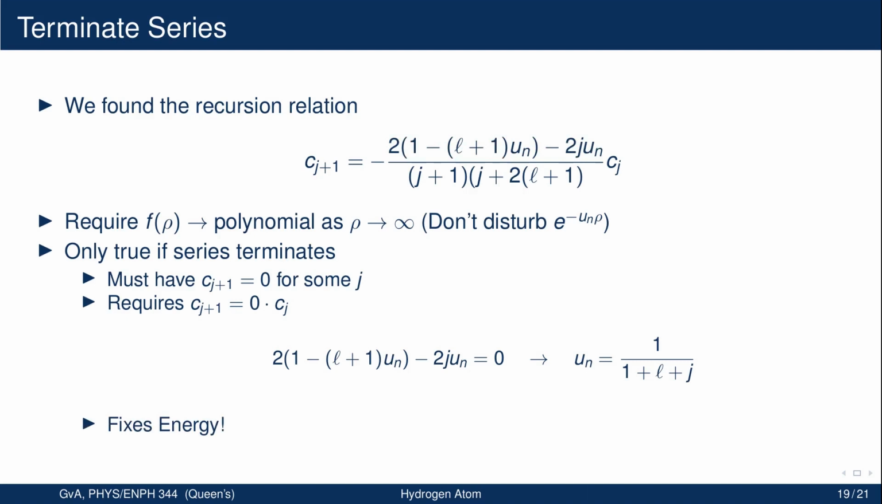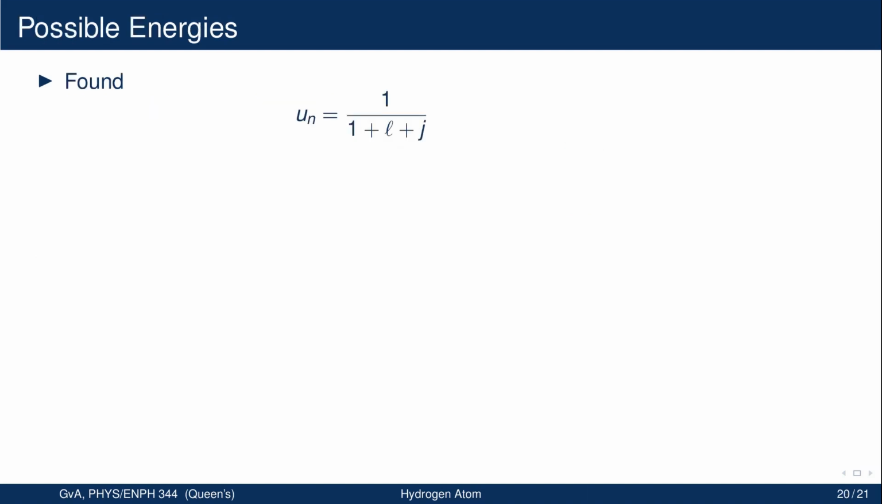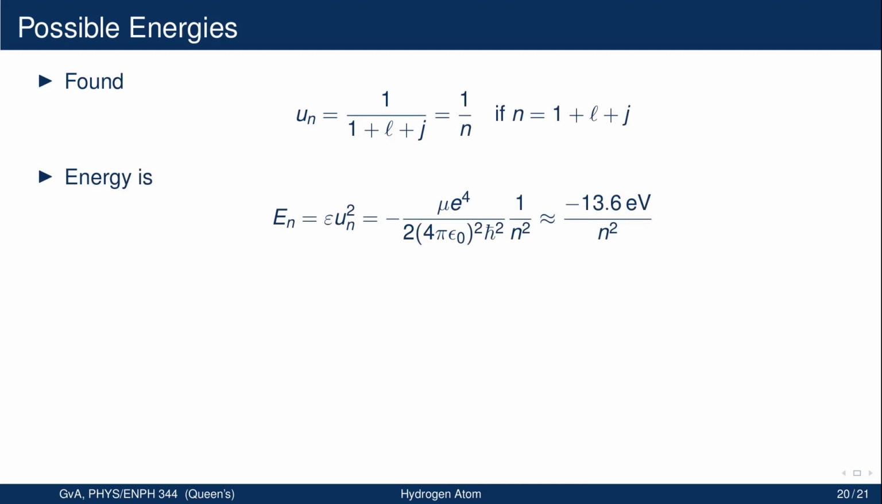That fixes the energy. Now that we've fixed the energies, we want to determine what they are. We found that u sub n was 1 over 1 plus L plus j. We can write that as 1 over n if we refer to n as 1 plus L plus j. Substituting in the fact that we know the scale of the energy as epsilon, we can write the energy in the form of epsilon times u sub n squared. And inserting the constants for epsilon, we find that this is minus 13.6 electron volts over n squared approximately.